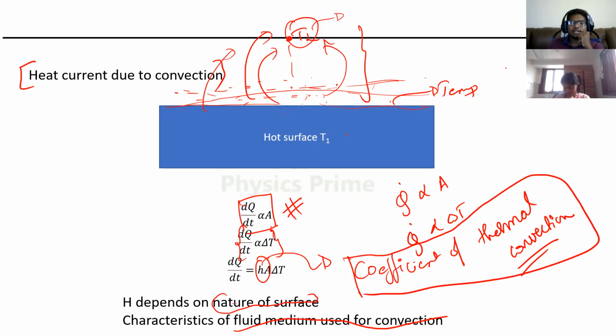This is the simple formula. That means dQ by dt, the rate of heat transfer due to convection, will be hA delta T. A is the area of the surface. Delta T is the temperature difference between the surface and the place where molecules are going in the surroundings. And h is the coefficient of thermal convection, which depends upon the surface material and also the medium particles: how viscous the medium is, what its surface tension is, all these properties of the medium.